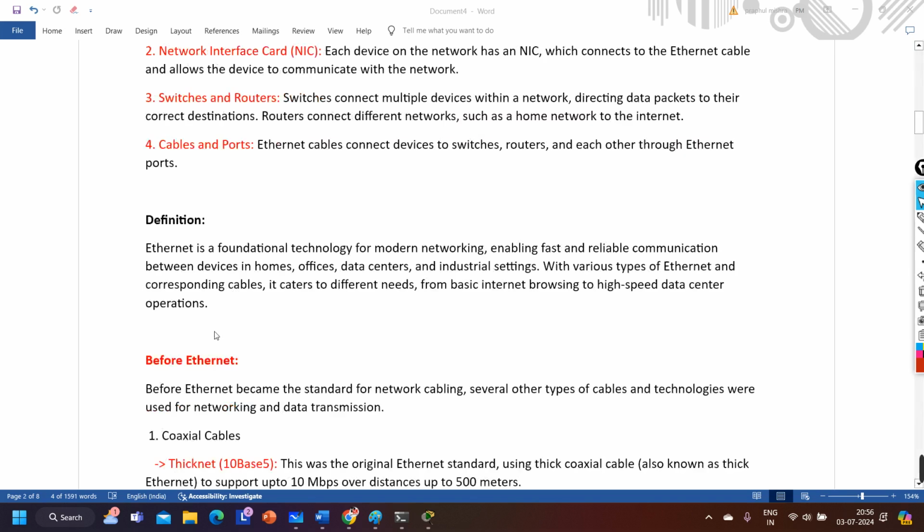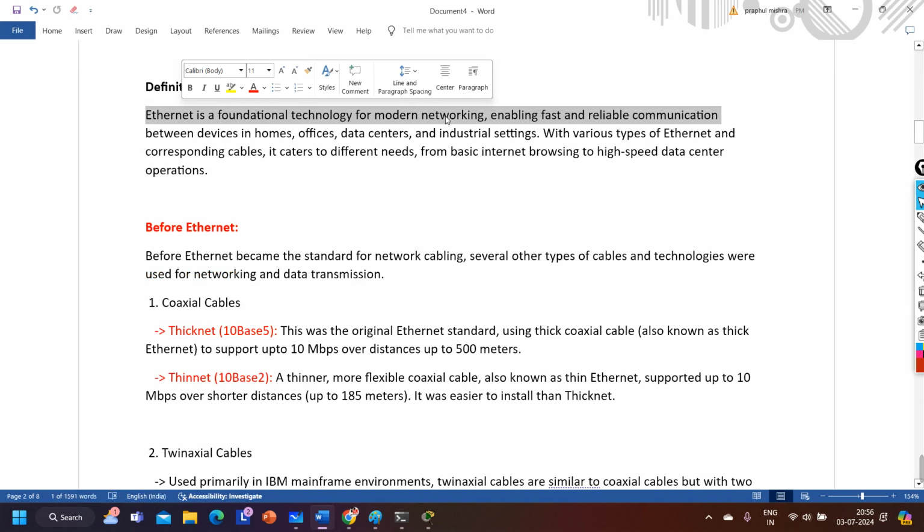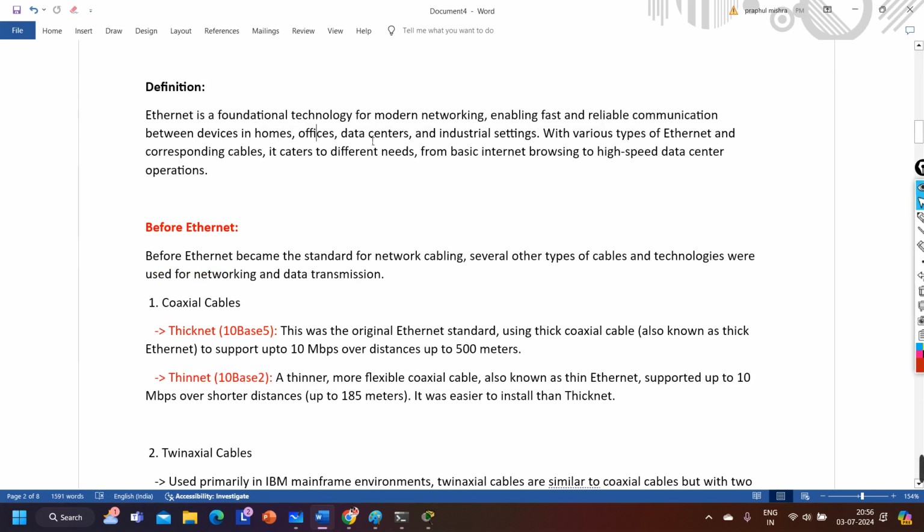Clear, guys? So what should be your definition if an interviewer asks you what is Ethernet? Ethernet is a fundamental technology for modern networking, enabling fast and reliable communication between devices in homes, offices, data centers, and industrial settings. With various types of Ethernet and corresponding cables, it is categorized for different needs, from basic internet browsing to high speed data center operation.